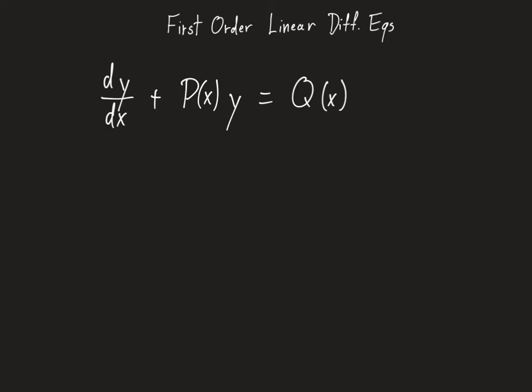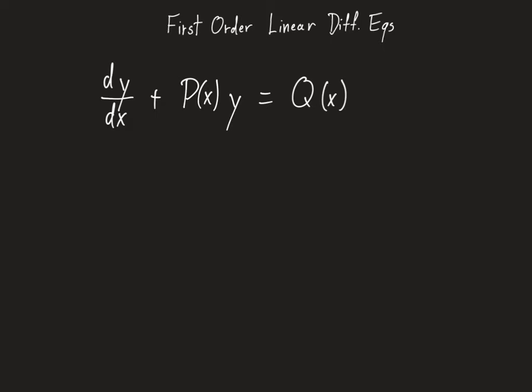equations will follow. Alright, so first off, we've got, as always, our dy dx, the derivative of the function that we are trying to find. And this will be accompanied on the left-hand side by p of x, a function only of x, times y. And then on the right-hand side of the equation, we will have q of x, a function only of x.